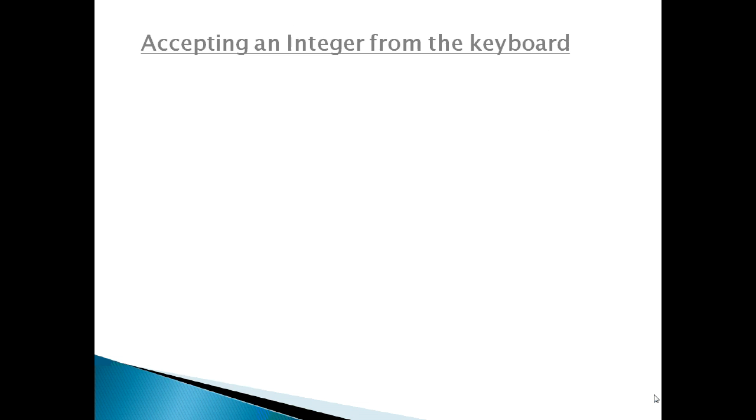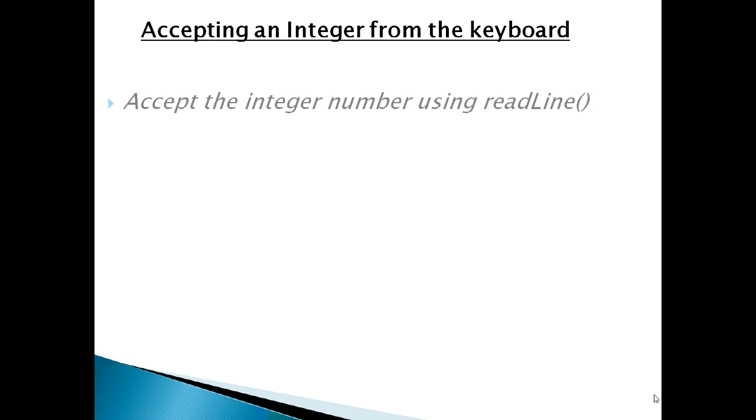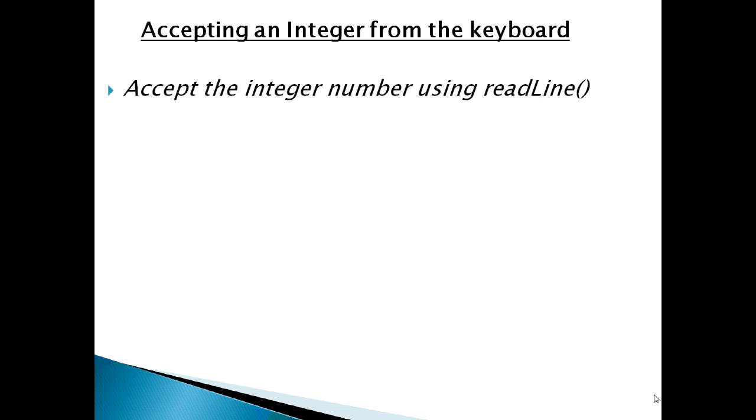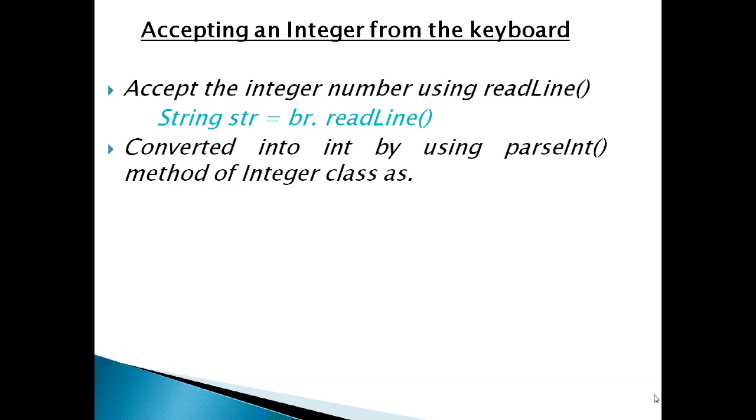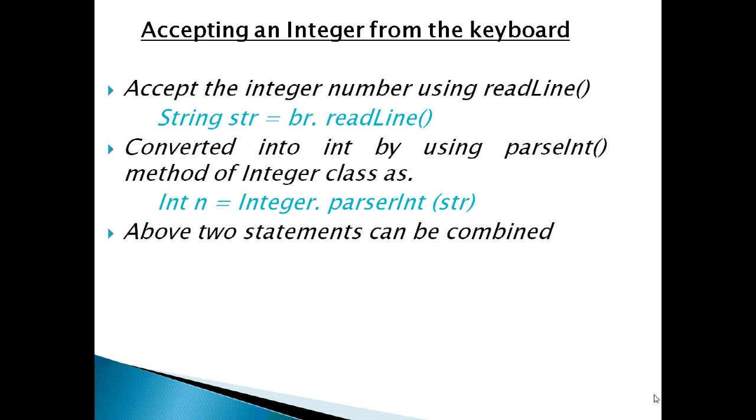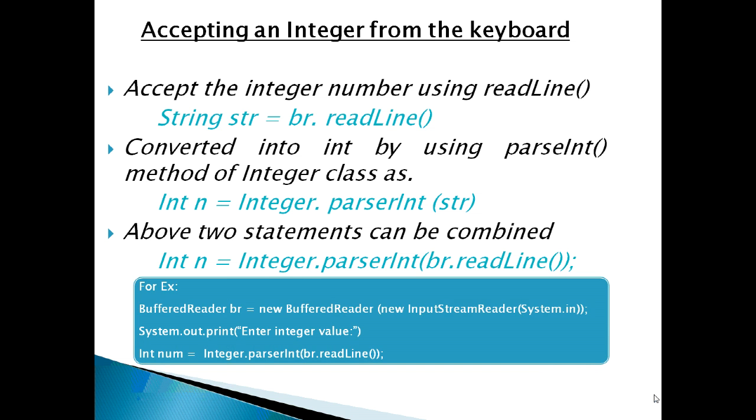Next is accepting an integer value from the keyboard. We should accept the integer number from keyboard as a string using readLine: String str = br.readLine(). This should be converted into an int by using parseInt method of the Integer class as int n = Integer.parseInt(str). Then we can combine above two statements as int n = Integer.parseInt(br.readLine()). This is an example how an integer value is accepted from keyboard in Java.